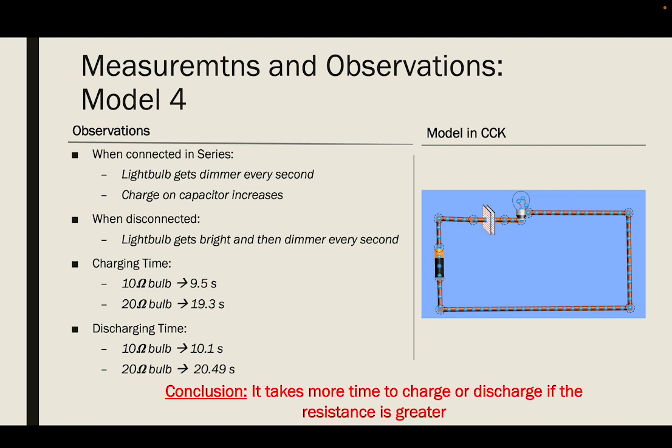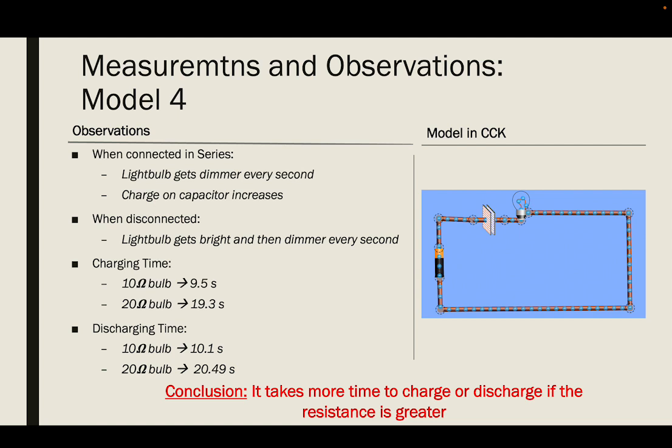A similar process happens when we remove the battery and the capacitor begins to discharge. The light bulb is again very bright at first and then gets dimmer over time. I have recorded charging and discharging times for each of the 2 cases on the left side of the slide. And on the right side is a digital circuit model from CCK.